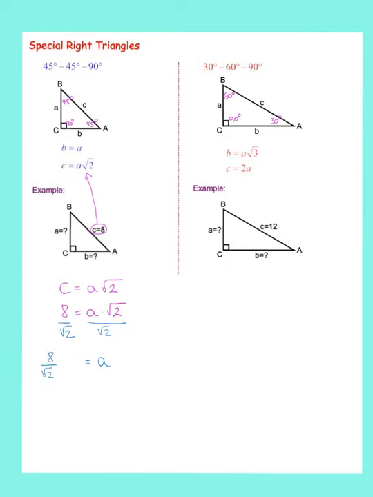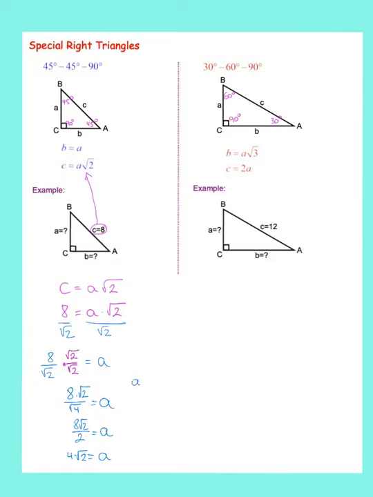As you remember, we don't like to leave the denominator to be a square root, so we rationalize the denominator by multiplying by square root 2 over square root 2. So A is going to be 8 times the square root of 2 divided by the square root of 4. So A is going to be 8 root 2 divided by 2. So finally, if we simplify, we are going to get 4 times the square root of 2 is going to be side A.